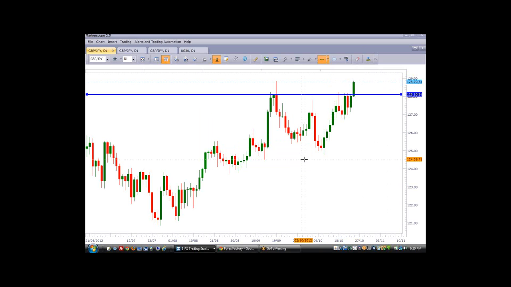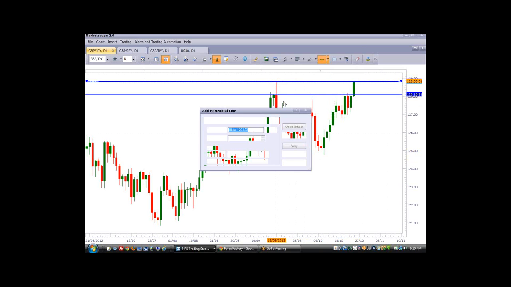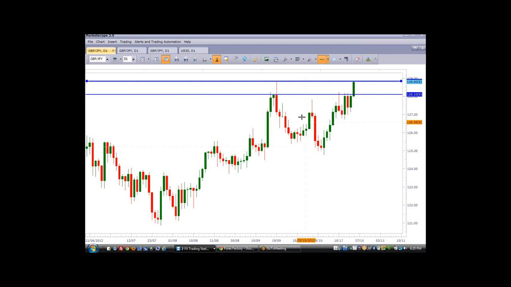And we can also already see a nice clear breakout of the supply. Next supply area that it will break would be that supply at 128. What's the high of this?